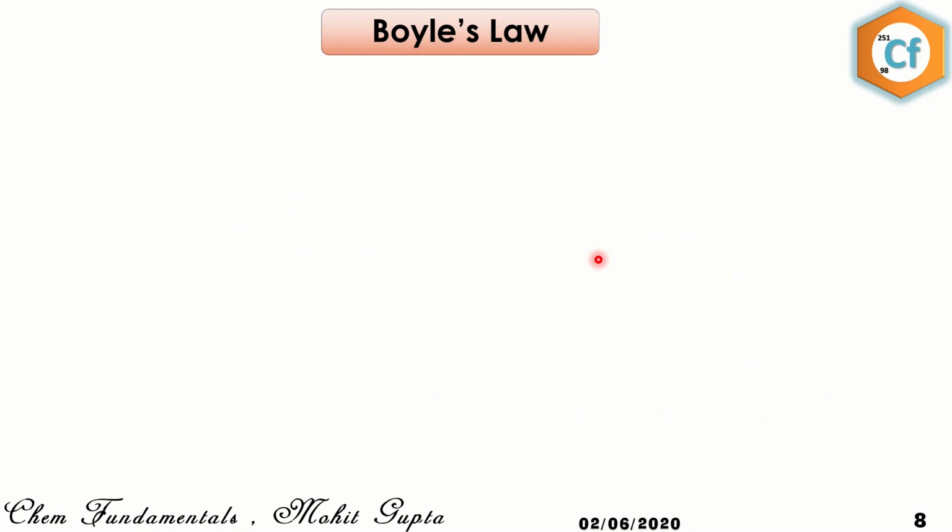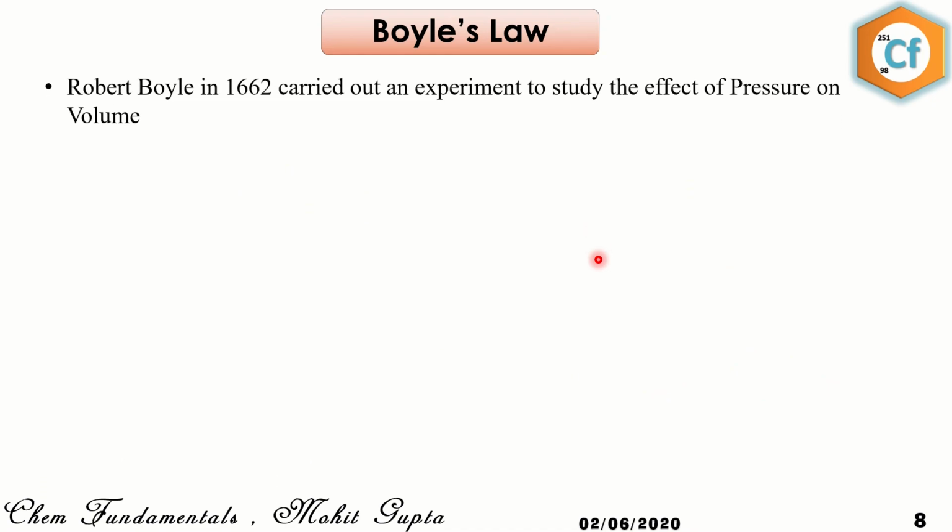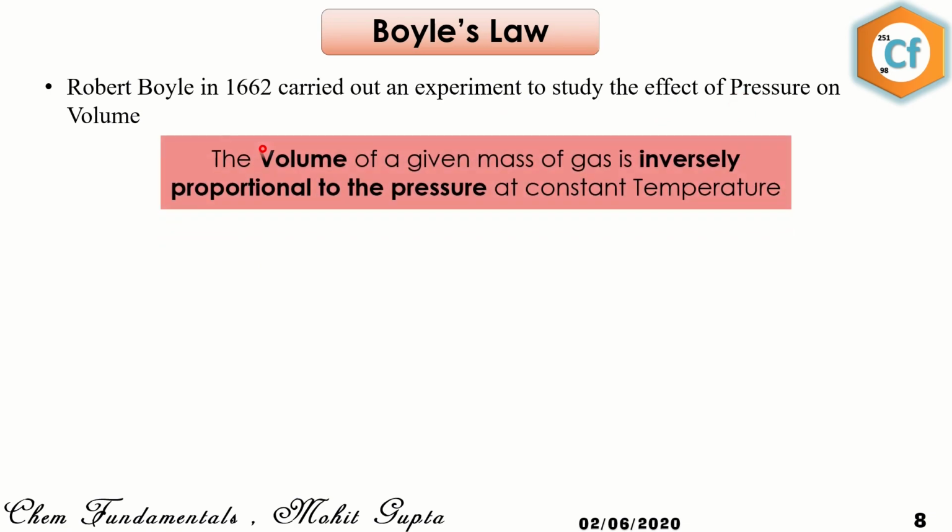So next is Boyle's law. Boyle's law was introduced by Robert Boyle in 1662. He carried out an experiment to define the effect of pressure on the volume. According to him, the volume of a given mass of a gas is inversely proportional to the pressure at constant temperature. So we have two important things.